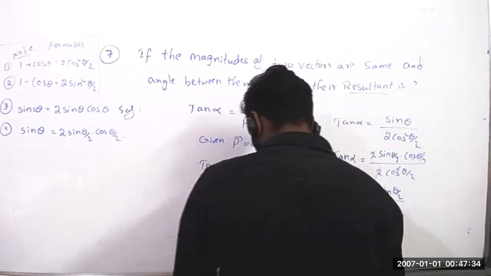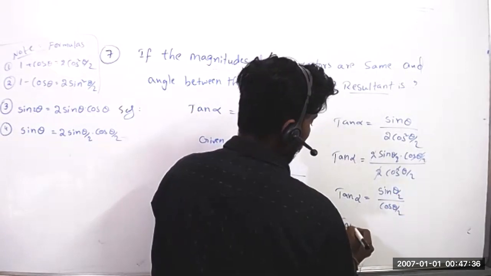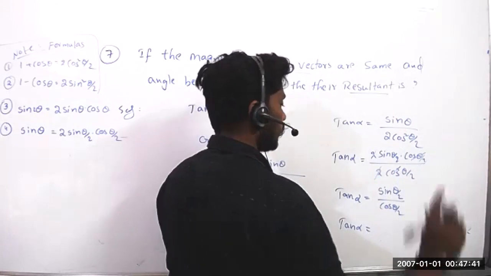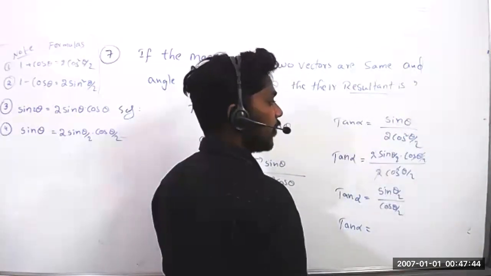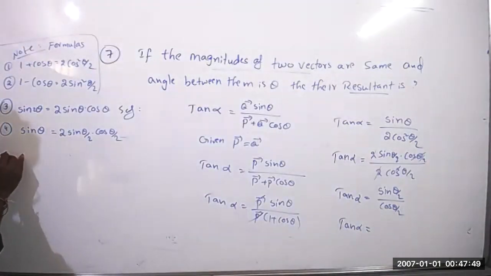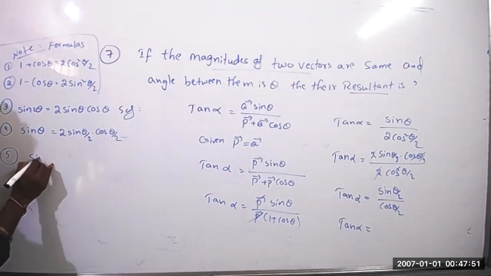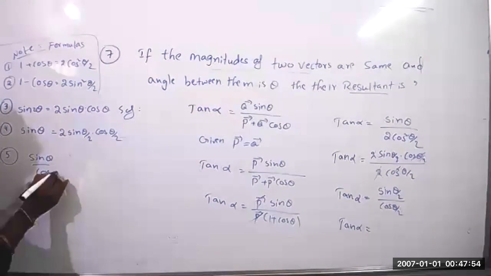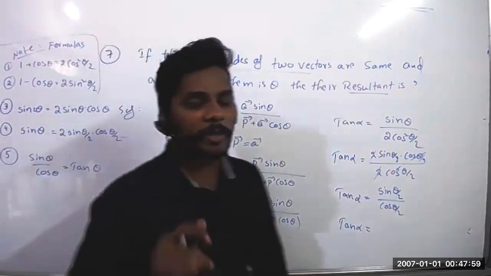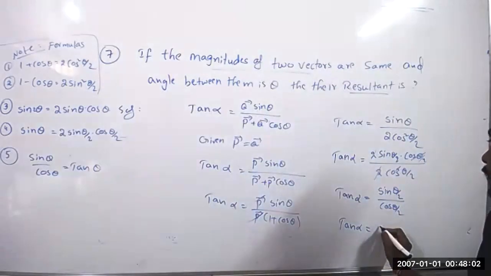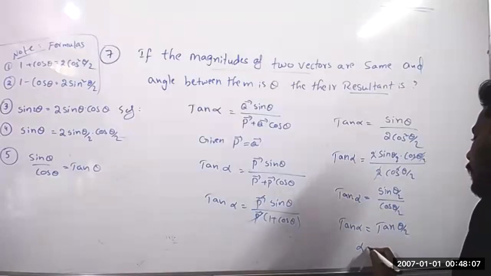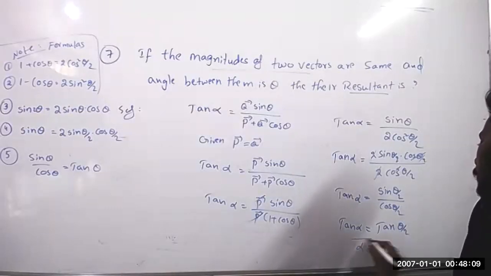From this, tan alpha equal to sin by cos, how much? Not 1. Sin by cos is tan, the fifth formula. Sin theta by cos theta equals tan theta. Here sin theta by 2 by cos theta by 2 is there, so it will become tan theta by 2. That means alpha is equal to theta by 2. Very good.